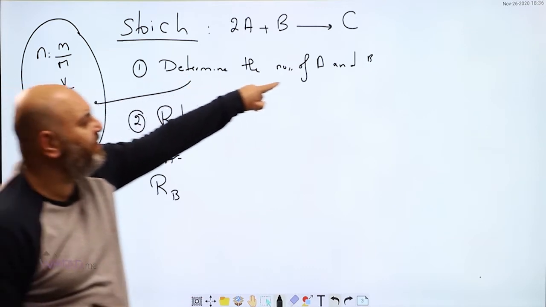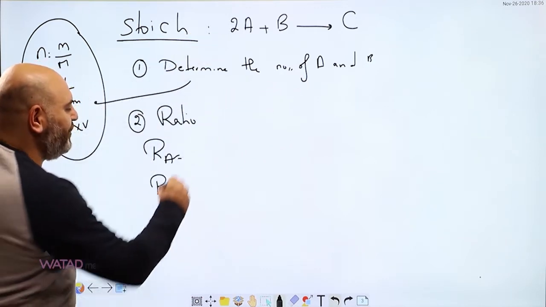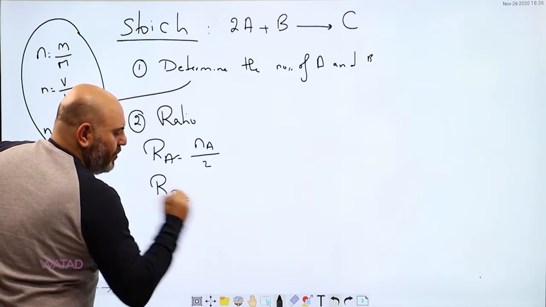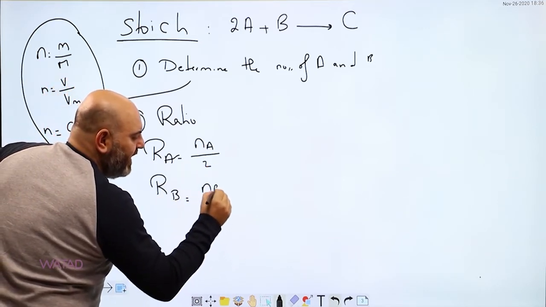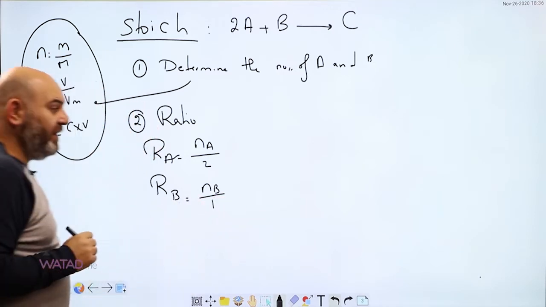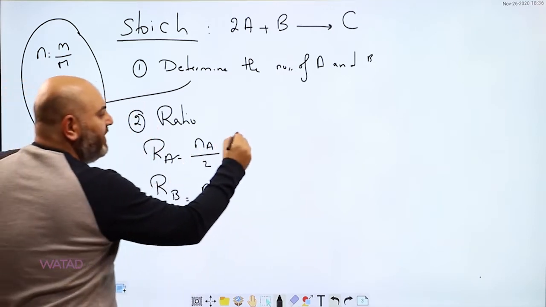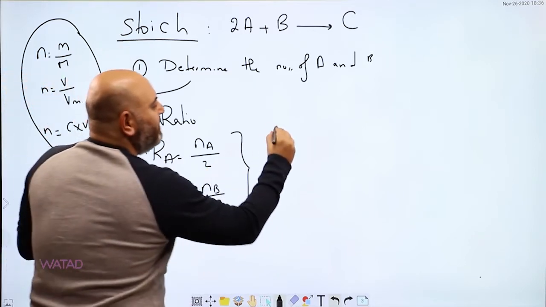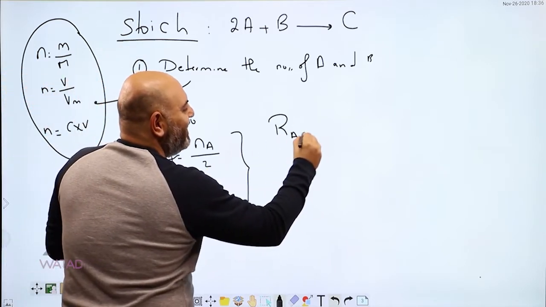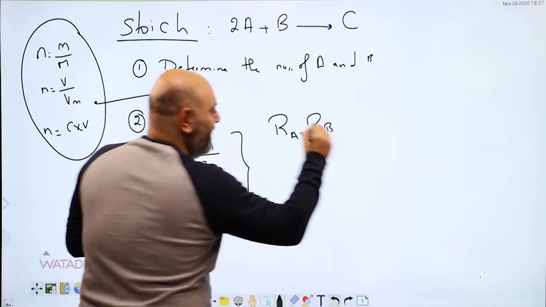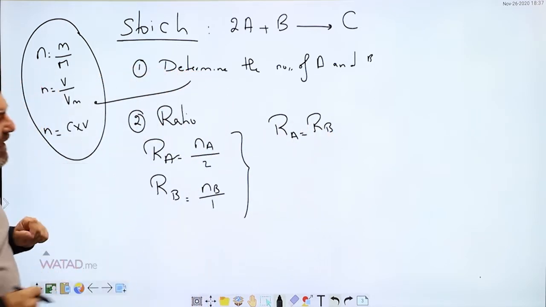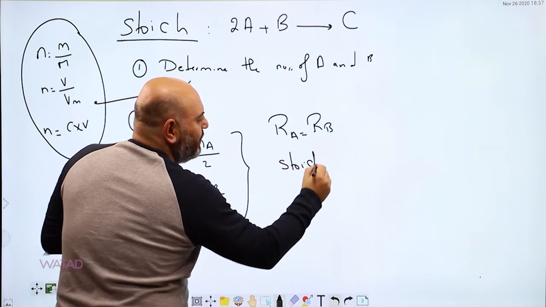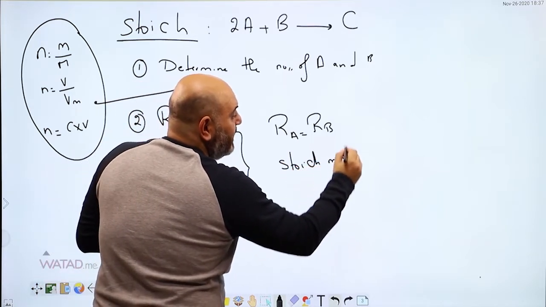It is the number of mole of A over its coefficient, meaning N of A over 2. And the ratio of B is N of B over 1. Now the condition for the mixture to be a stoichiometric mixture is to have the ratio of A equal the ratio of B. If the two ratios are equal, directly we write the mixture is a stoichiometric mixture.